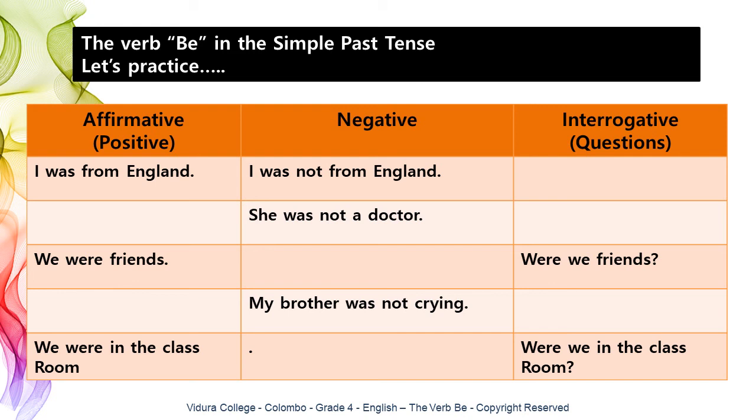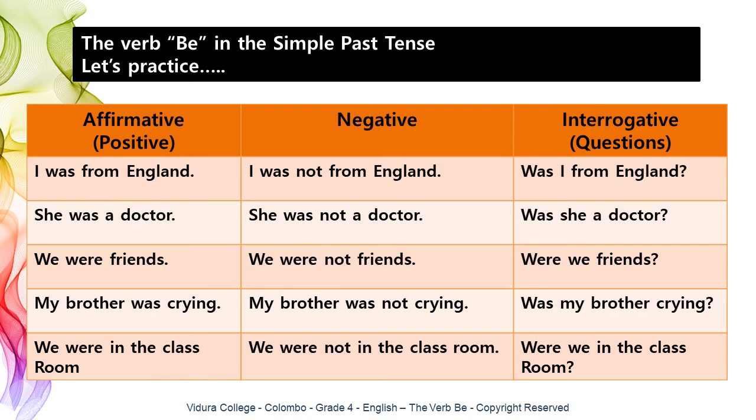Fourth one, here I have given you the negative sentence. My brother was not crying. What is the affirmative sentence? My brother was crying. What is the interrogative sentence? Was my brother crying? Last one, we were in the classroom. What is the negative sentence? We were not in the classroom. Interrogative sentence, were we in the classroom? My dear children, go through these answers and check whether you have answered correctly.